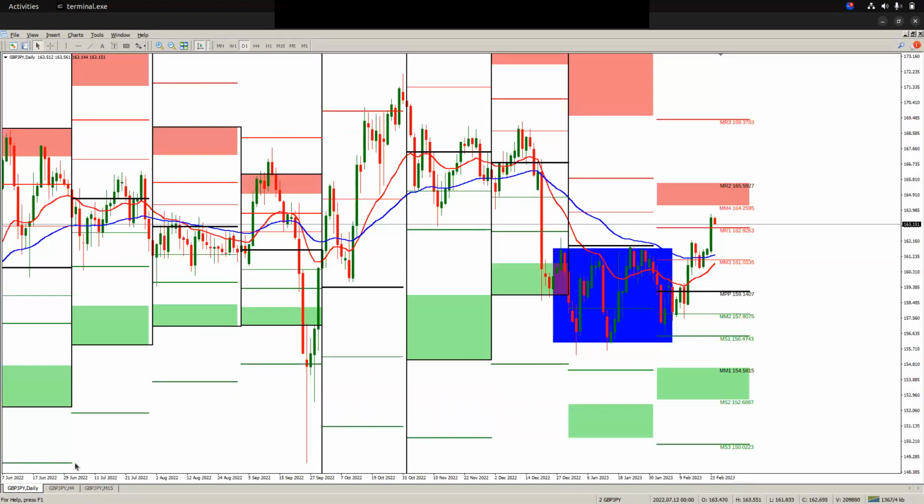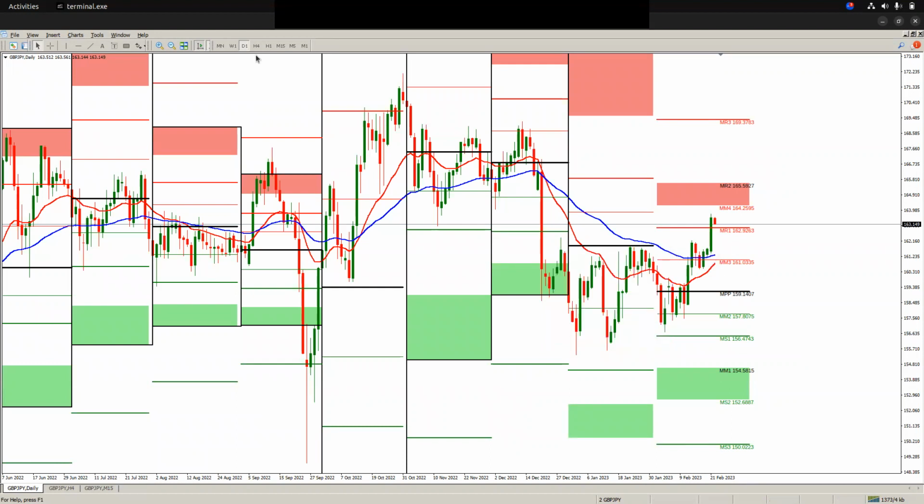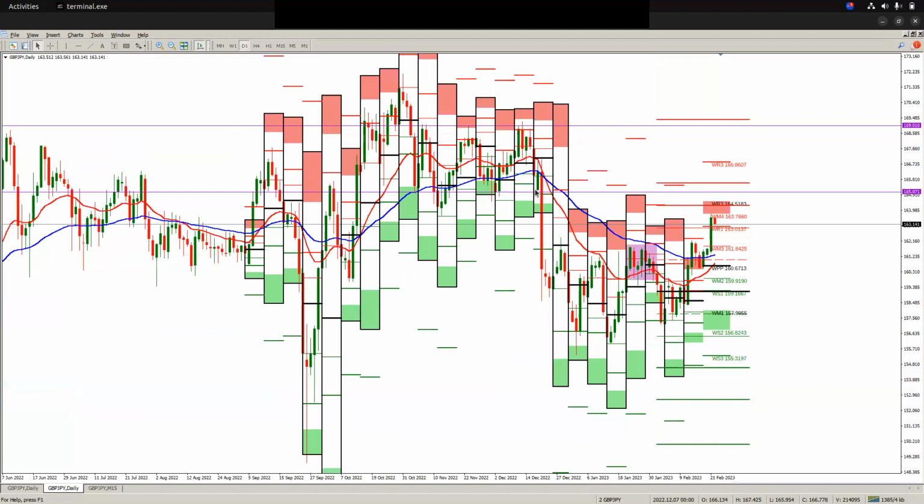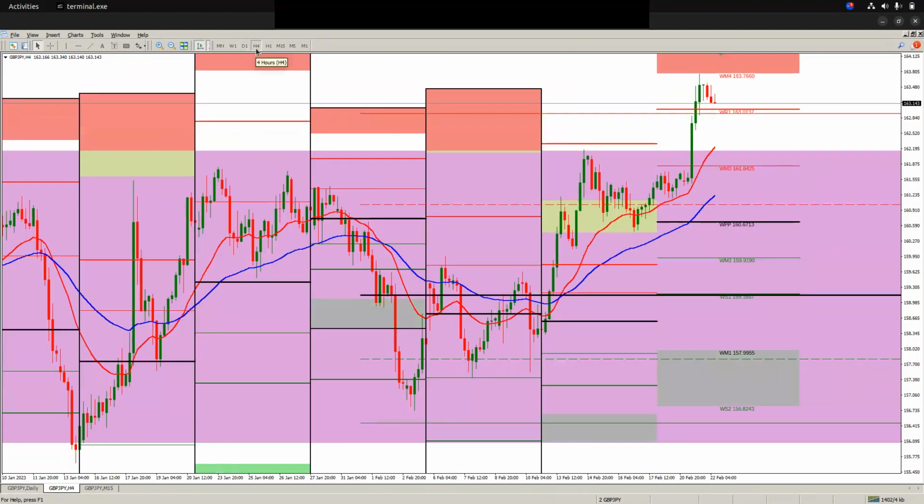Pound yen. Pound yen broke out of the range. Let's get rid of this. So look and see on H4 if we come back to the top of the range. Let's just draw that range in. You can see that we haven't touched top of the range. Now you're currently at a weekly target.